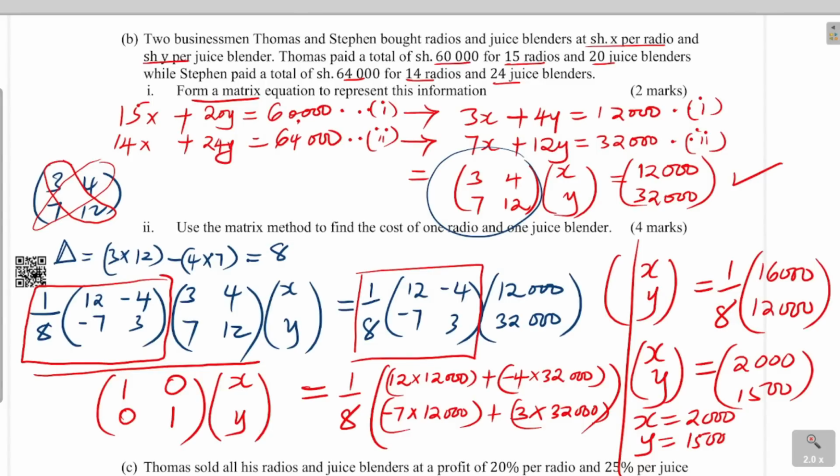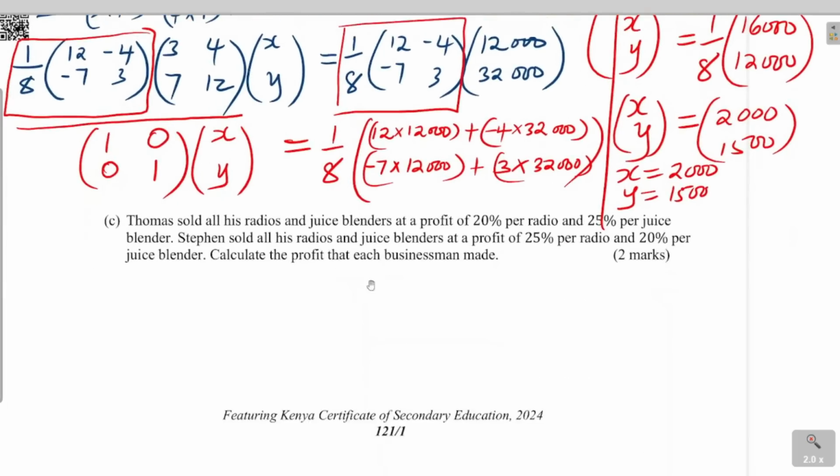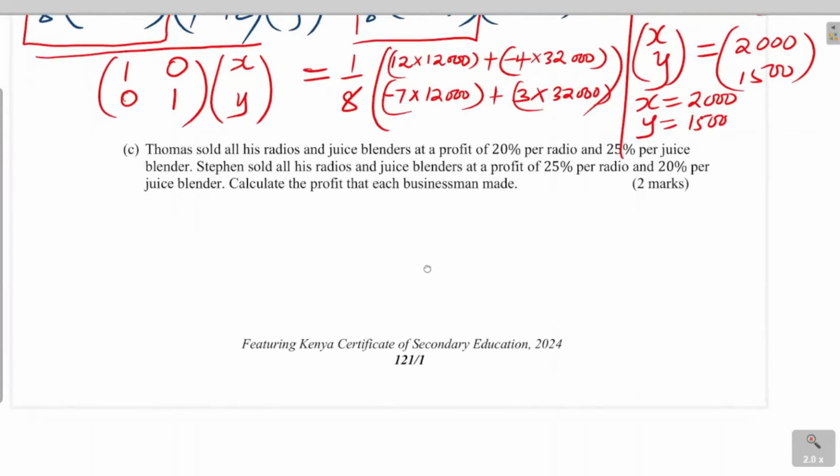And you know, x is the cost of a radio. One radio is therefore 2,000. One juice blender is 1,500. So we're through with that part. Now we can proceed to the next part.